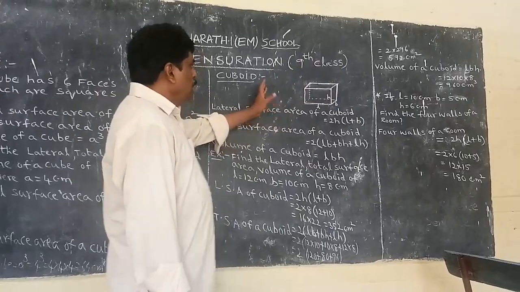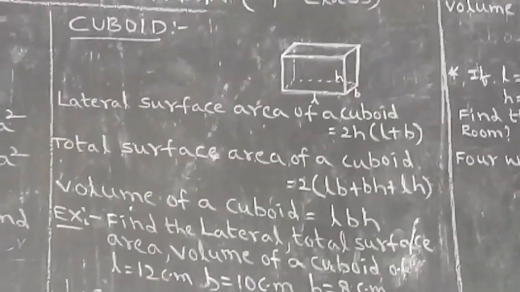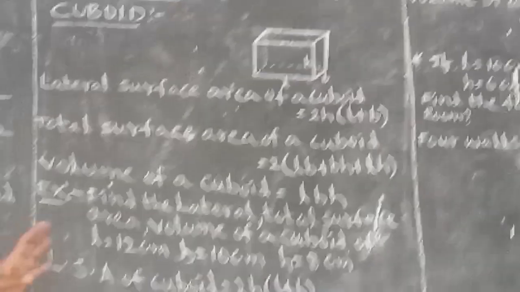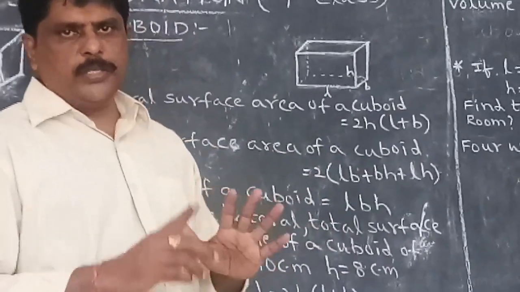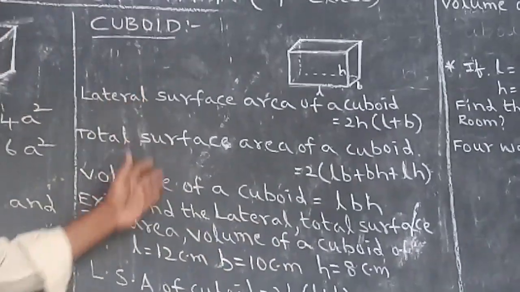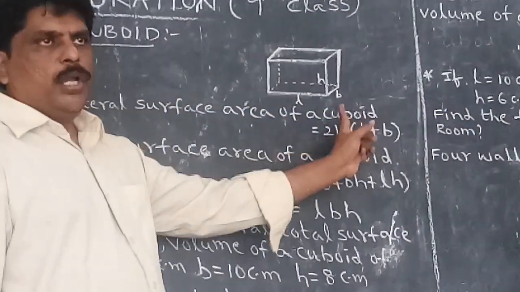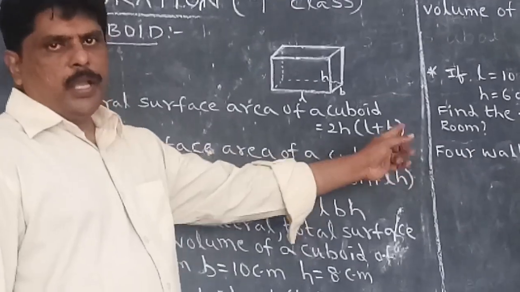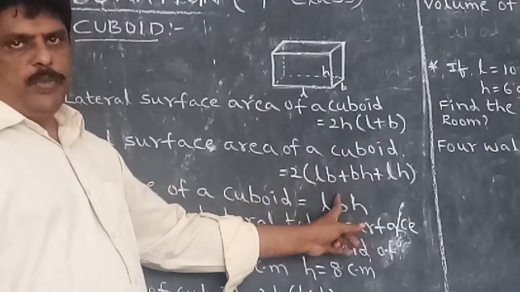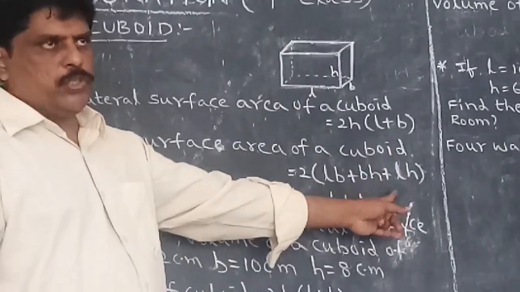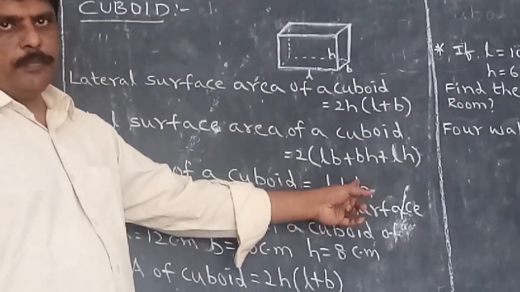I will explain another three-dimensional figure, the cuboid. You already know that your notebooks are all in a cuboid shape. A cuboid has 3 dimensions: length, breadth and height. So there are 3 formulas for the cuboid. I have written here: lateral surface area of a cuboid is 2h into L plus B, total surface area of a cuboid is 2 into LB plus BH plus LH, and volume of a cuboid is LBH.